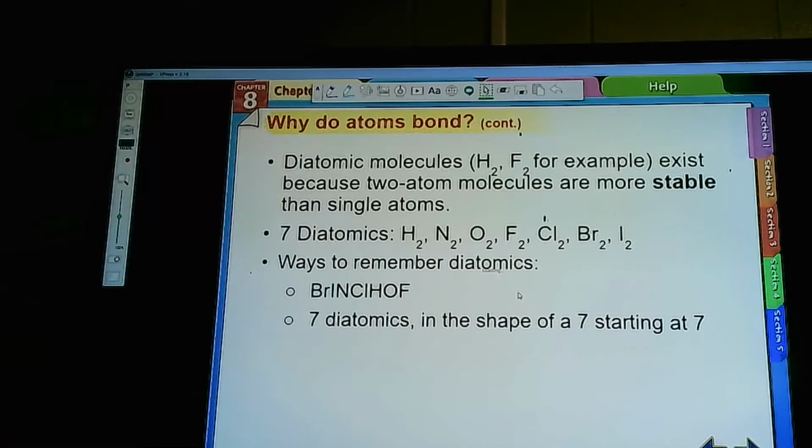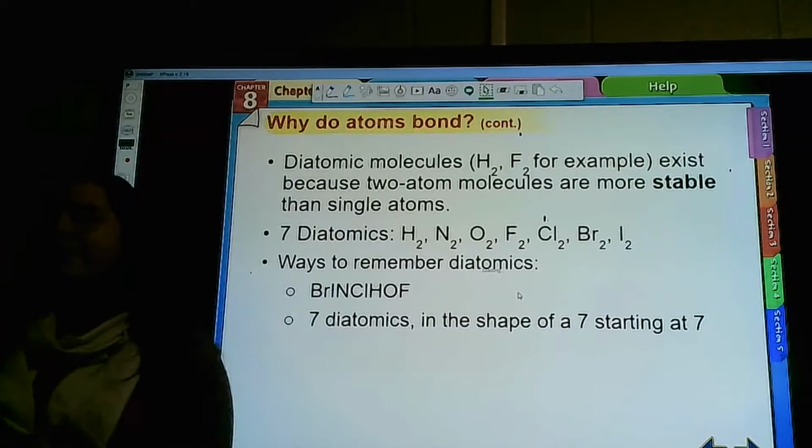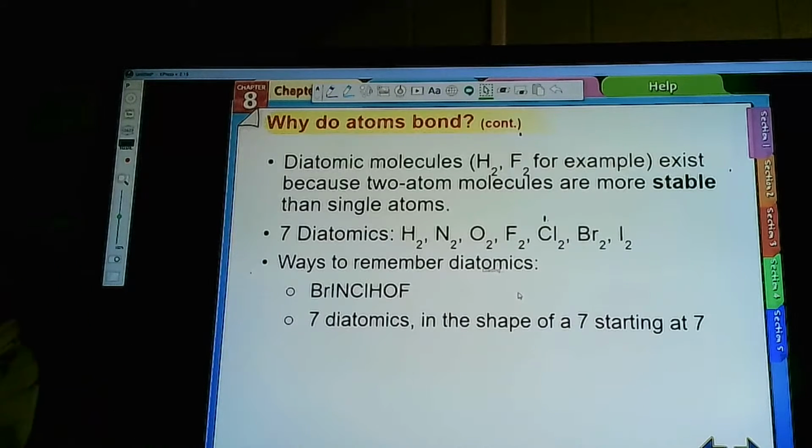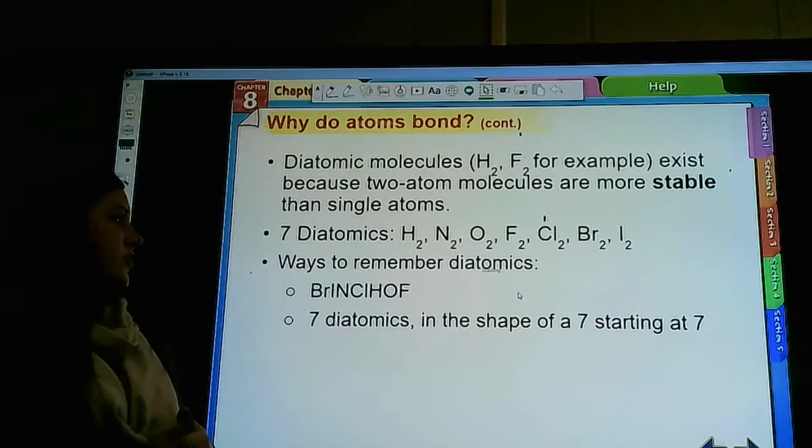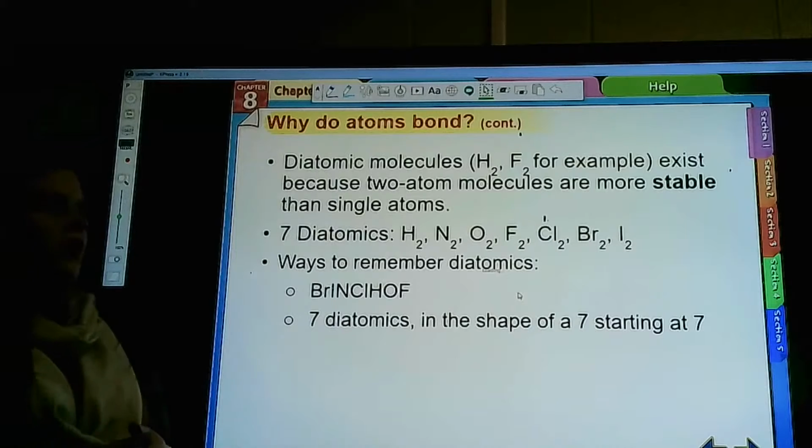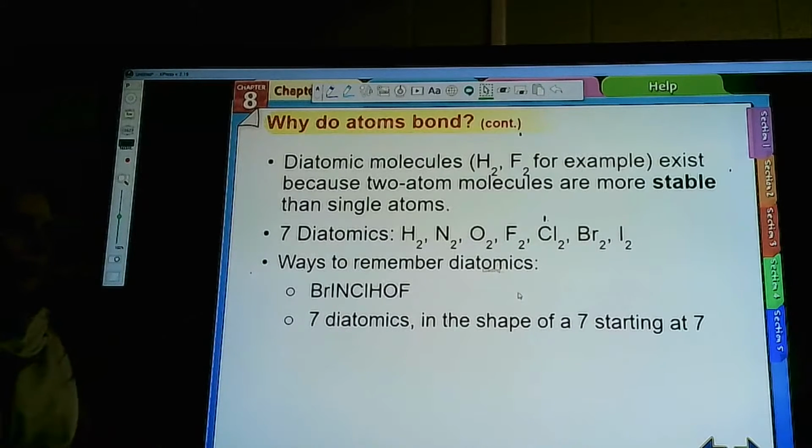This one is probably the one I mentioned the most. It just looks like an assortment of letters, but phonetically you sound it out as being Brinkelhoff. That is not a real word. Again, I'm trying to give you mnemonic devices to help you remember this. But what Brinkelhoff stands for are the 7 elements: bromine, iodine, nitrogen, chlorine, hydrogen, oxygen, fluorine.